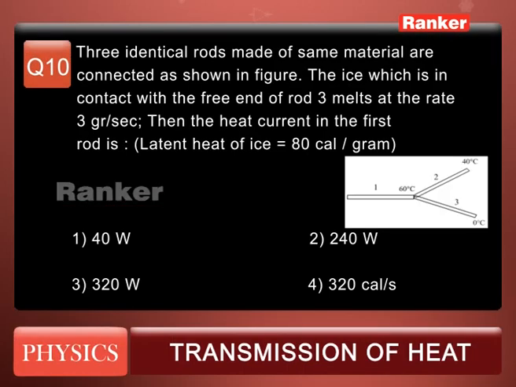Question number 10. Three identical rods made of the same material are connected as shown in the figure. The ice which is in contact with the free end of rod number 3 melts at the rate of 3 gram per second. Then the heat current in the first rod is? The latent heat of ice is given as 80 calorie per gram. The first option is 40 watt, second option 240 watt, third option 320 watt, fourth option 320 calorie per gram.